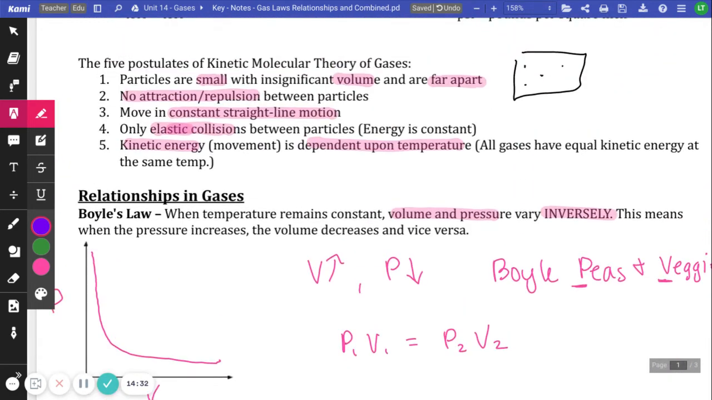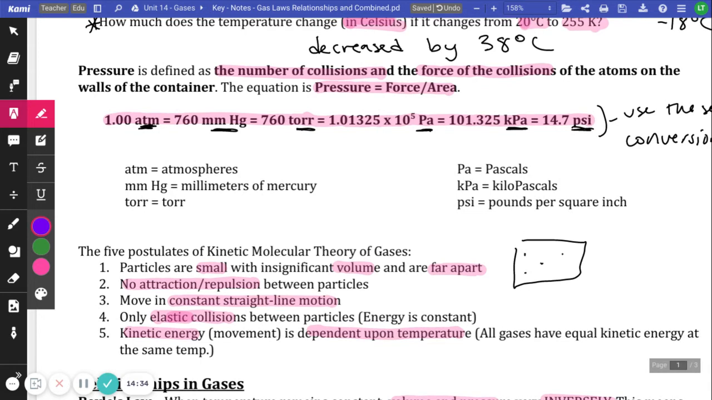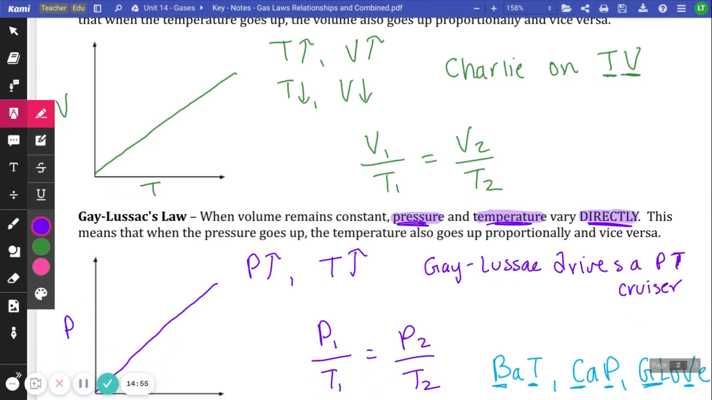So we learned up here all of those equivalent ones. So standard pressure could be 1 atmosphere, 760 millimeters of mercury, 760 torr, 1.01325 times 10 to the 5th pascals, 101.325 kilopascals, or 14.7 psi, just depending on it. So any of those could also be standard pressure since they are all equivalent.